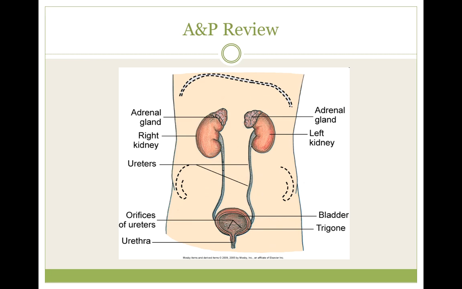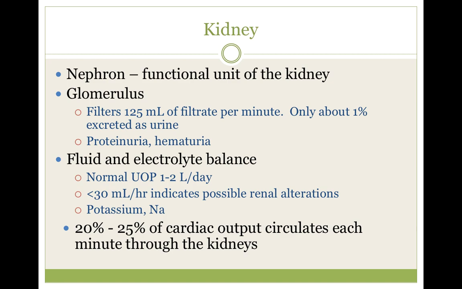We won't spend much time here in our A&P review, but just know that the kidneys lie on either side of the vertebral column, behind the peritoneum and against the deep muscles of the back. The nephron is the functional unit of the kidney, and it's composed of the glomerulus, Bowman's capsule, proximal convoluted tubule, loop of Henle, distal tubule, and collecting duct.